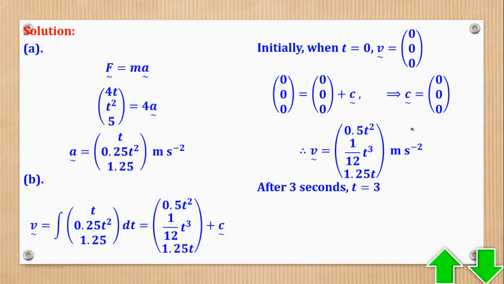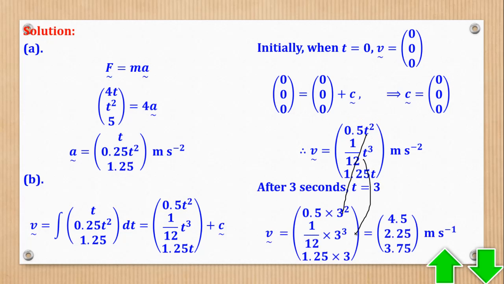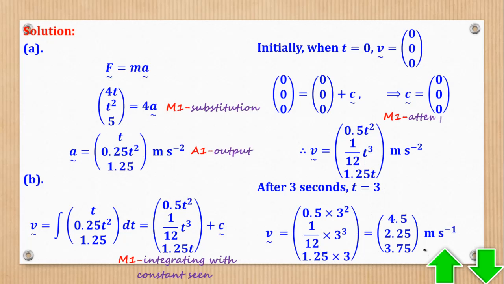Then after 3 seconds, t is equal to 3, so substitute for t here, here, and here. Then you'll be able to get the velocity. But remember, they asked for speed, so I need to get this magnitude. Now before we go to the next slide, we shall show the marks for this slide. So there are 6 marks for this slide. Now we shall go to the next slide and get the speed, which is the magnitude.